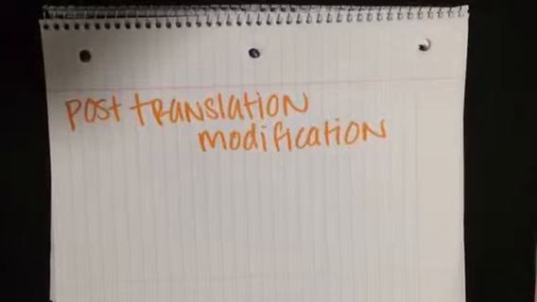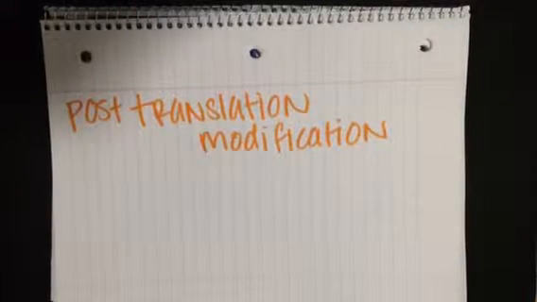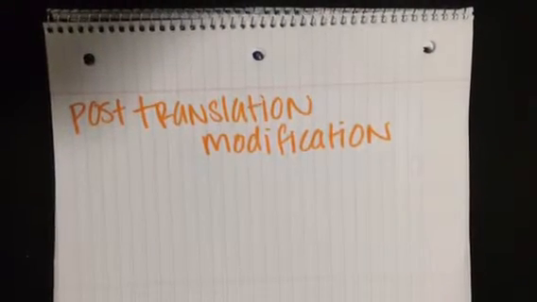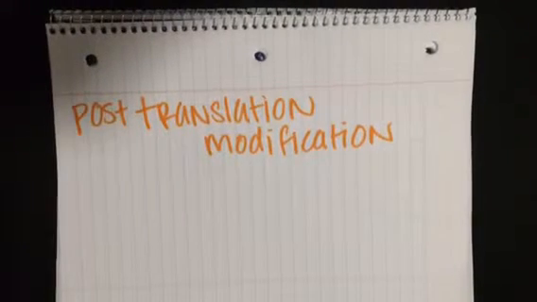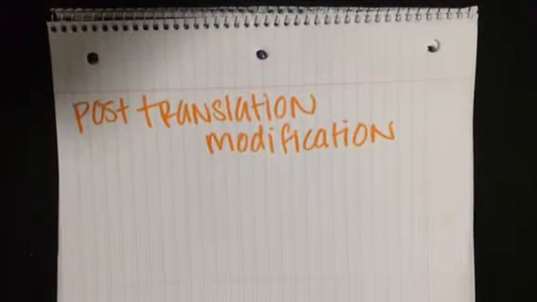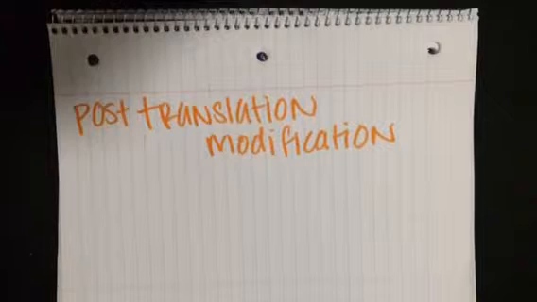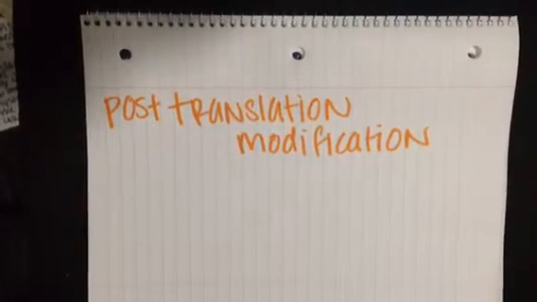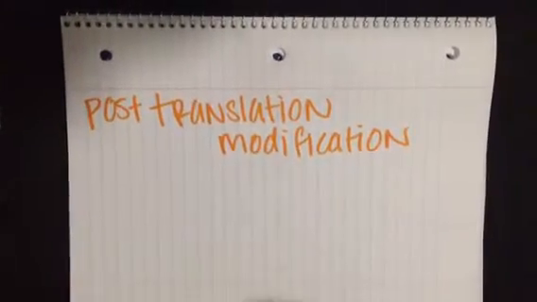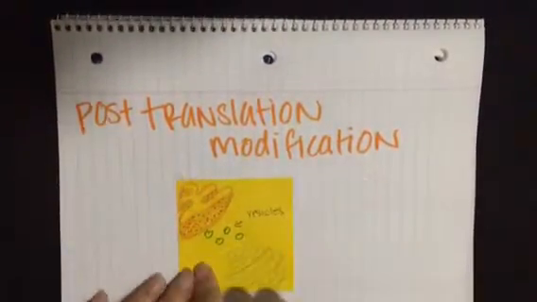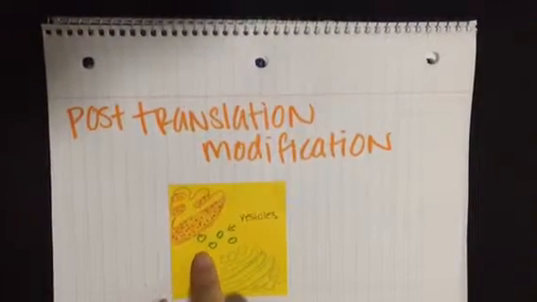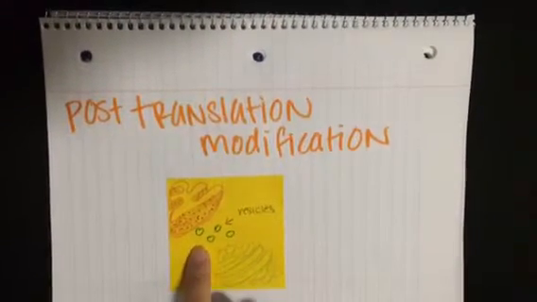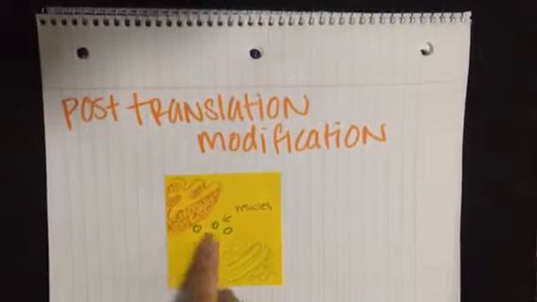After translation is done, the protein now goes into a vesicle, which is used kind of like a car, and it's from the rough endoplasmic reticulum, which is ER for short. In post-translation modification, the traveling protein goes to the Golgi apparatus. Here we have vesicles, and in the vesicles we have our proteins in them, and they are traveling from the rough ER to the Golgi apparatus.